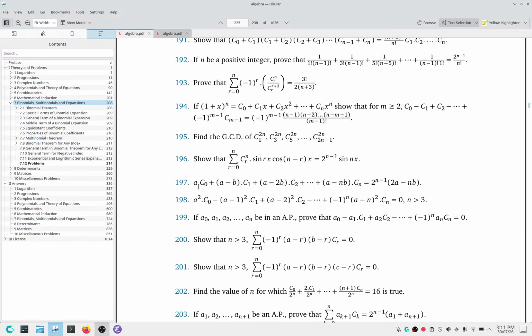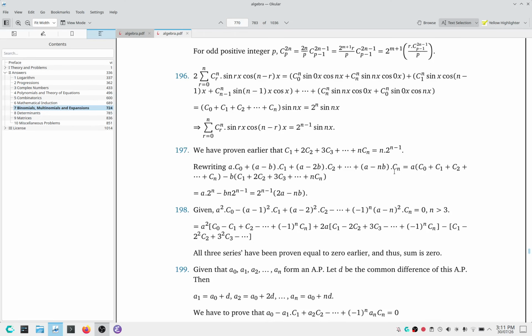Question 197 says that a C0 + (a-b) C1 + (a-2b) C2 up to (a-nb) Cn is equal to 2^(n-1) (2a-nb). So we can write this as a times (C0 + C1 + C2 up to Cn) minus b times (C1 + 2C2 + 3C3 up to nCn), which is equal to a times 2^n, which we have evaluated earlier, minus nb 2^(n-1), which is equal to 2^(n-1) (2a-nb). We have evaluated this one earlier to be n times 2^(n-1).